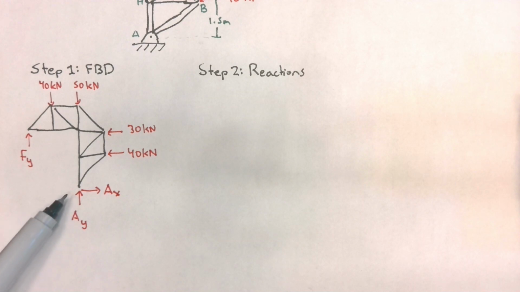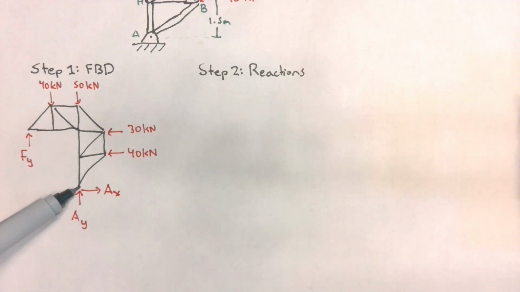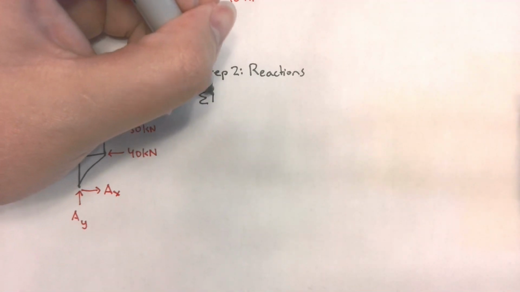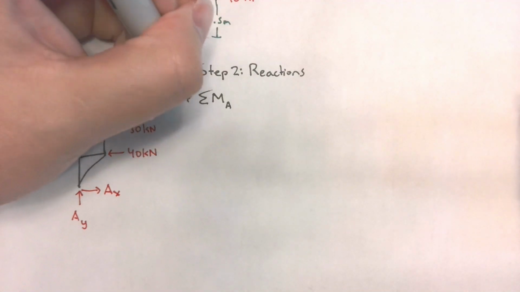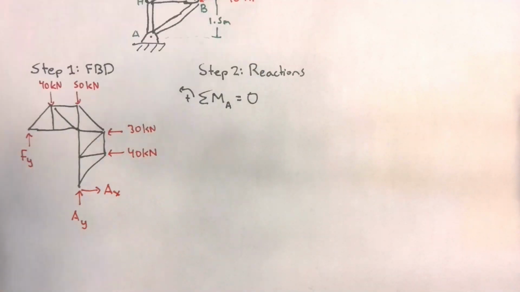In this case, I want to eliminate as many unknowns as I can. So I'm going to take my moment about point A. That way I can eliminate these two unknowns. So I say that my sum of moments about point A equals 0. And let's see, what do I have?